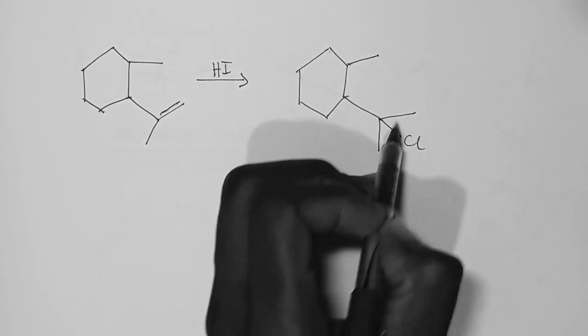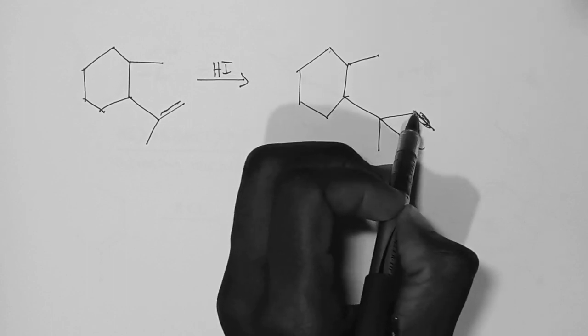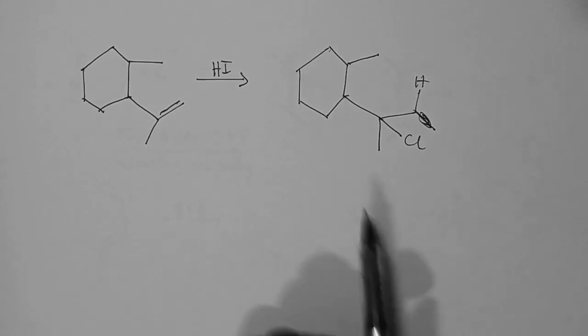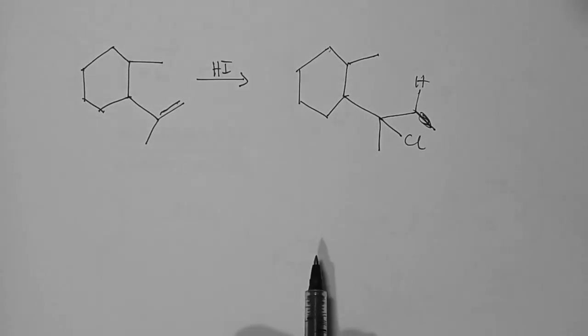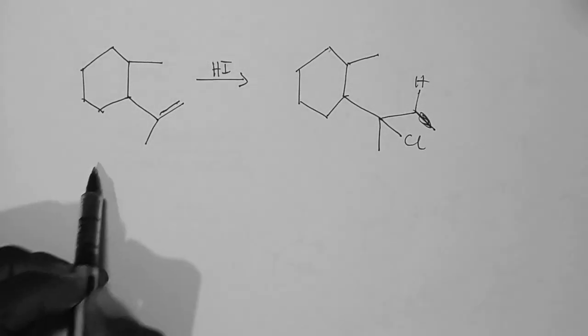So the chlorine will be here, and then a proton will come here. So this is the product that we are going to form. Now let's use the mechanism to show it.